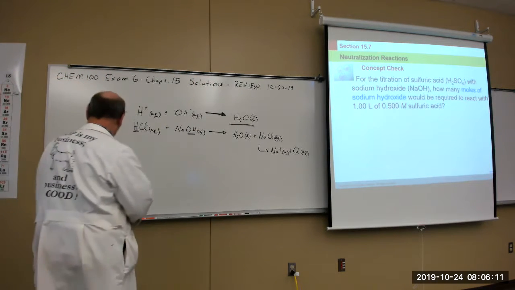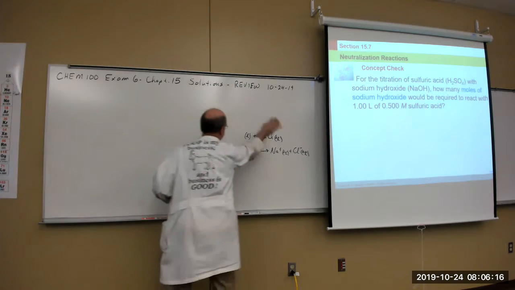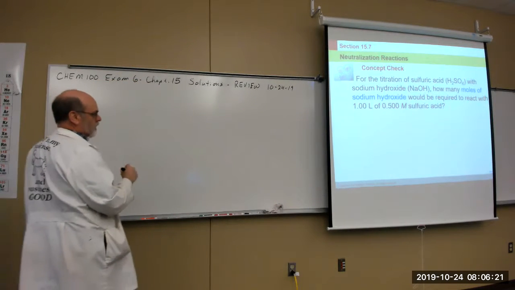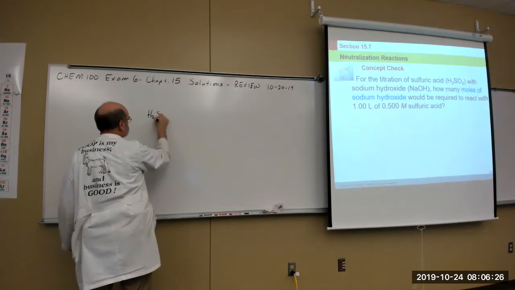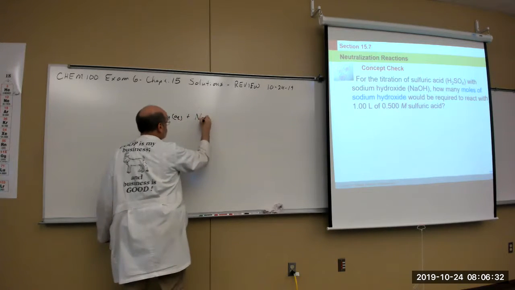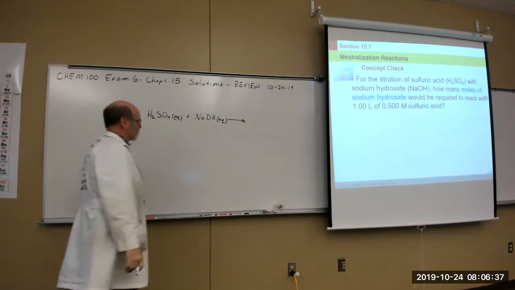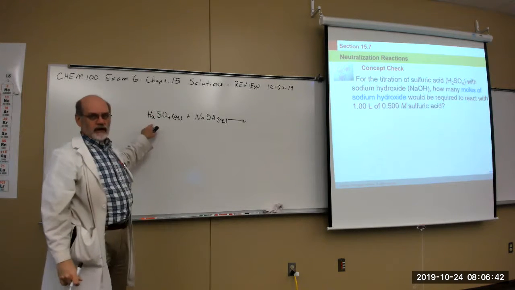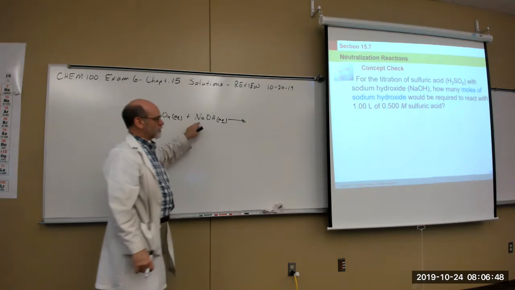Okay, so here's an example. Sulfuric acid, we're going to react with sodium hydroxide. So there's sulfuric acid, which is soluble. Sodium hydroxide, also in solution. Okay, so we recognize that this sulfuric acid actually has 2 protons per molecule that can be neutralized with sodium hydroxide.